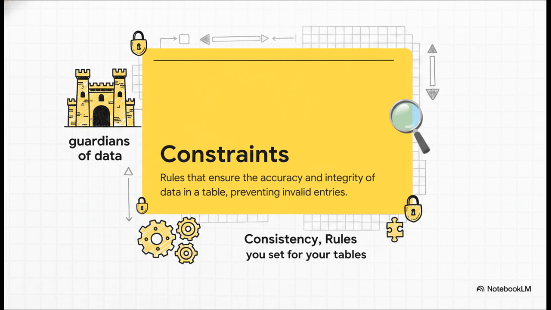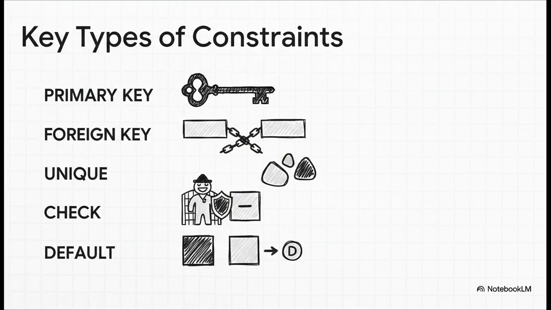Constraints are pretty much the unsung heroes of data quality. Think of them as the strict rules you set up for your tables to stop mistakes before they even happen. They're like a bouncer for your data, making sure only the good stuff gets in and everything stays consistent and reliable. And each one of these has a really important job.